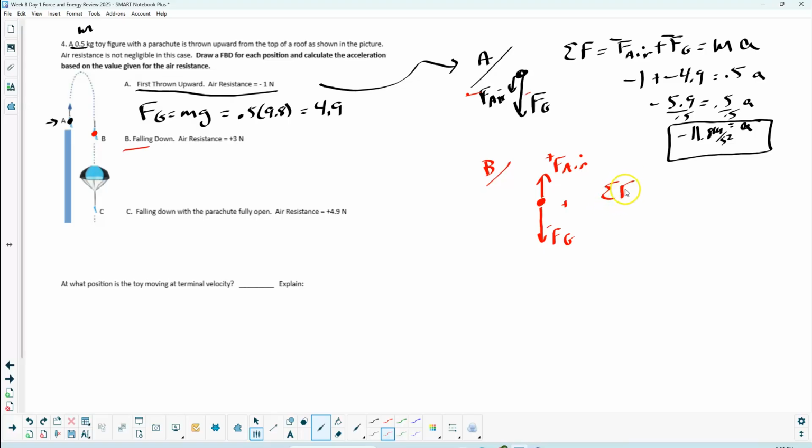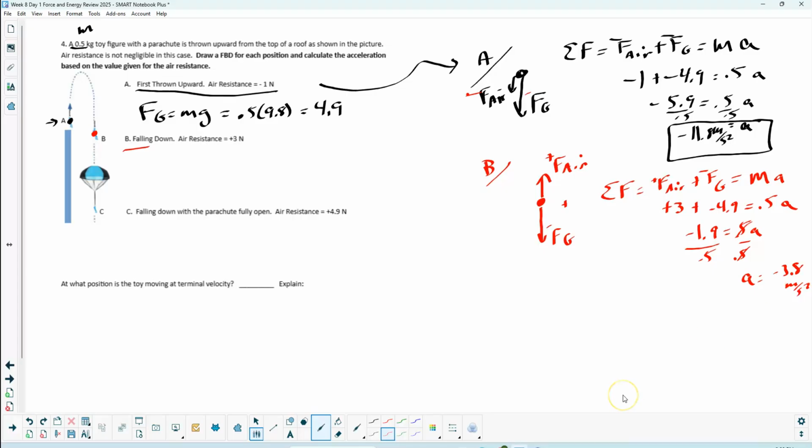Again, we just add them together. So the positive air plus the negative gravity equals m times a. For the air, it was positive 3 that was given to us. Gravity is still negative 4.9. That equals the mass, which is 0.5, times the acceleration. So the difference between 3 and 4.9 is a negative 1.9 equals 0.5a. Divide through by 0.5, the mass of the object, and you get an acceleration of about negative 3.8 meters per second squared.